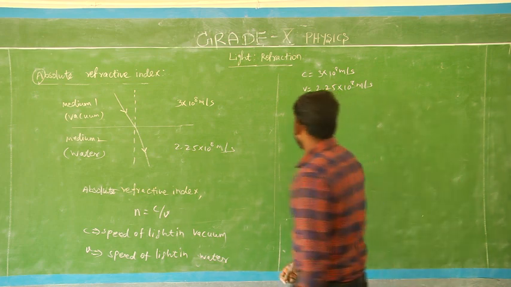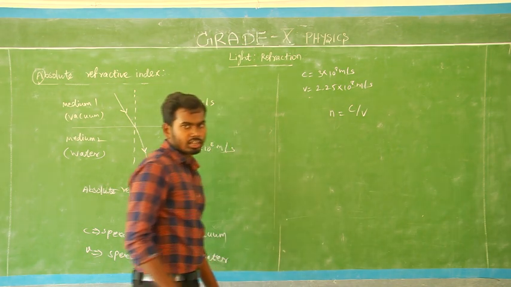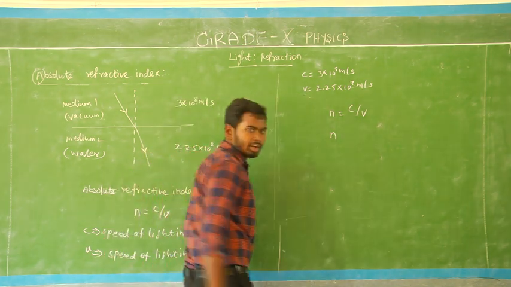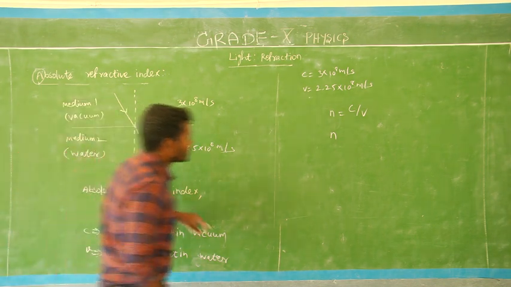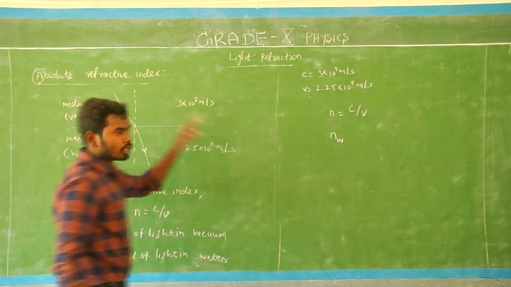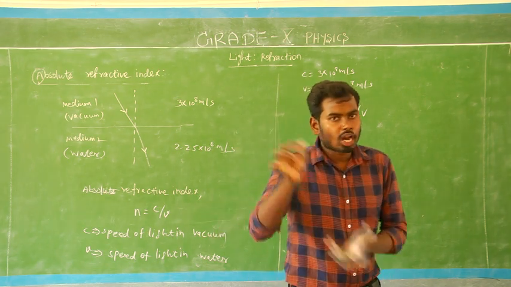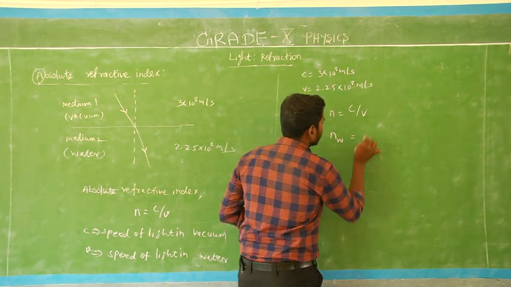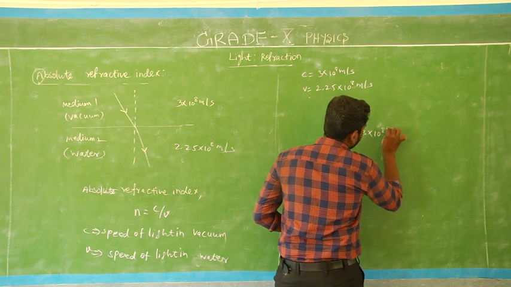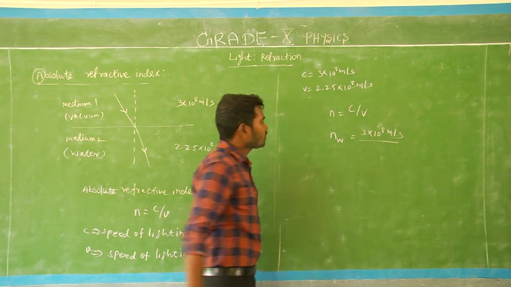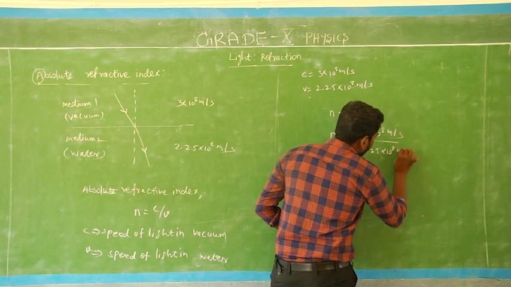So according to absolute refractive index, n is equal to c by v. So what is the refractive index of which medium bends the light? Water medium bends the light. So the refractive index of water with respect to vacuum, where the word vacuum should not be mentioned. This is equal to the c value, the vacuum speed, 3 into 10 to the power of 8 meter per second, and then small v in water, 2.25 into 10 to the power of 8 meter per second.